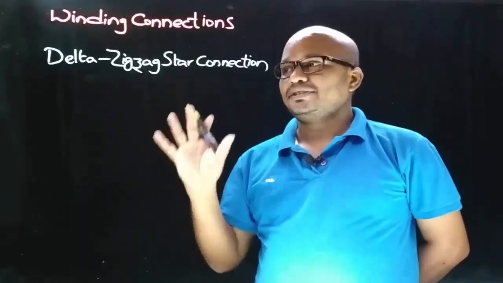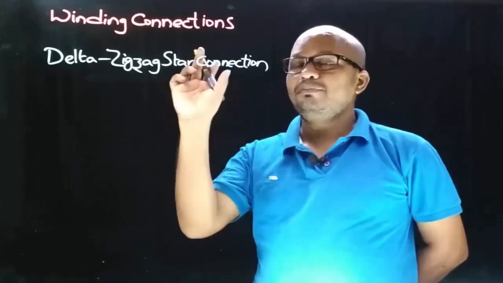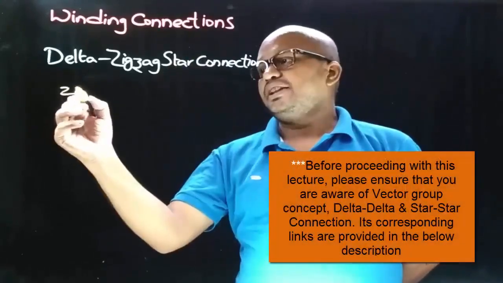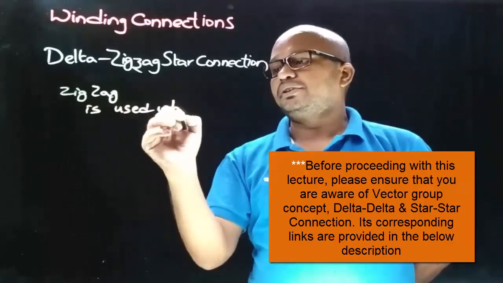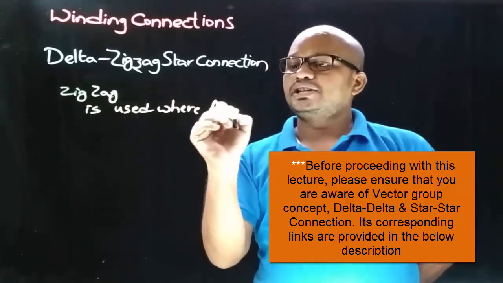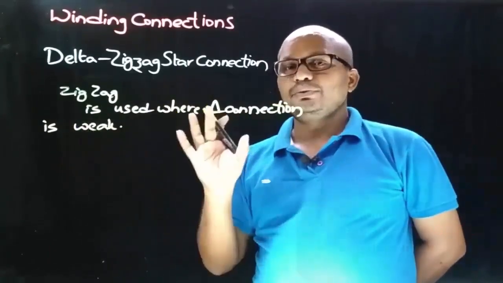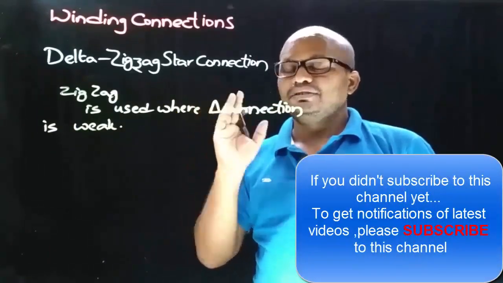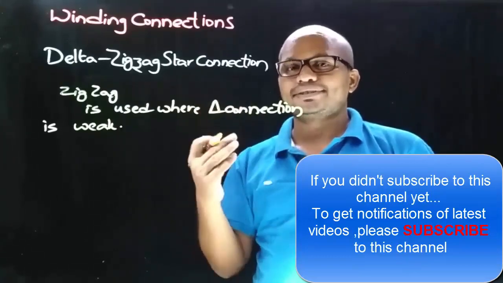Now let's discuss delta zigzag star connection, which is a very important topic from winding connections. Zigzag connection is used where delta connection is weak. It is known that the main drawback in delta connection is there is no neutral connection in it, so it can't be used for three-phase 4-wire system.